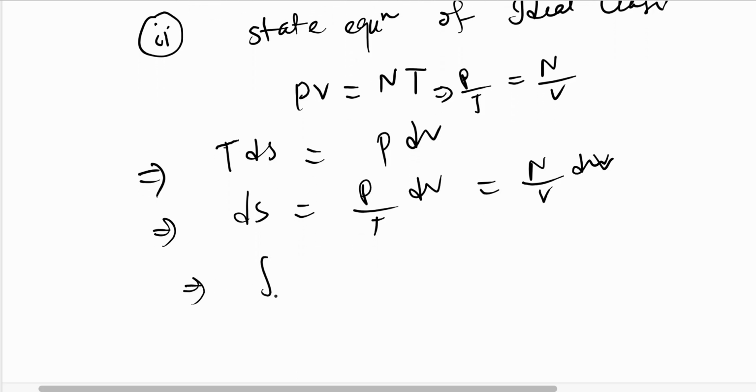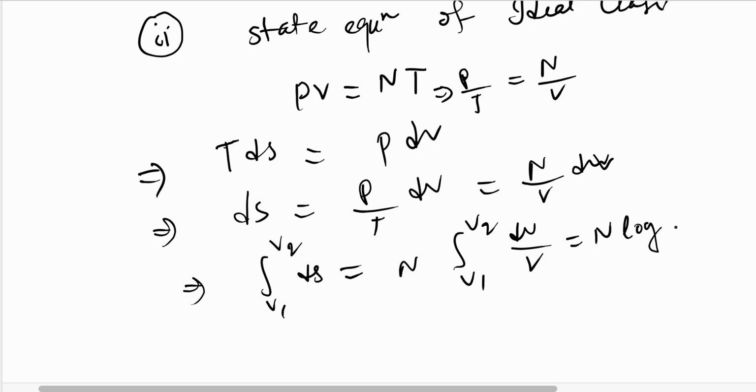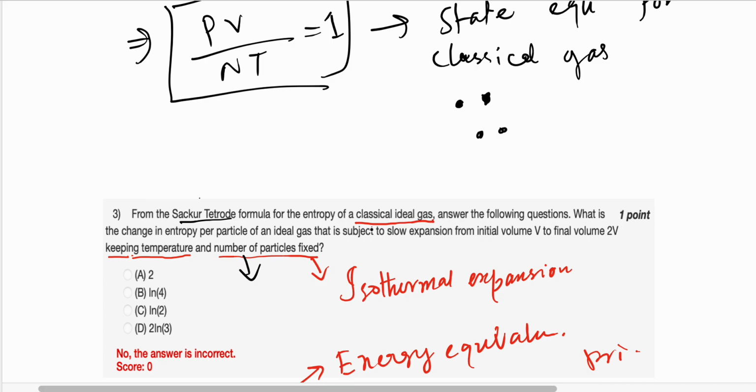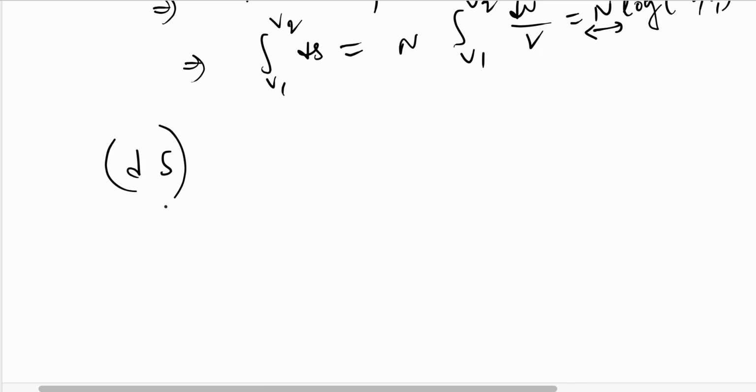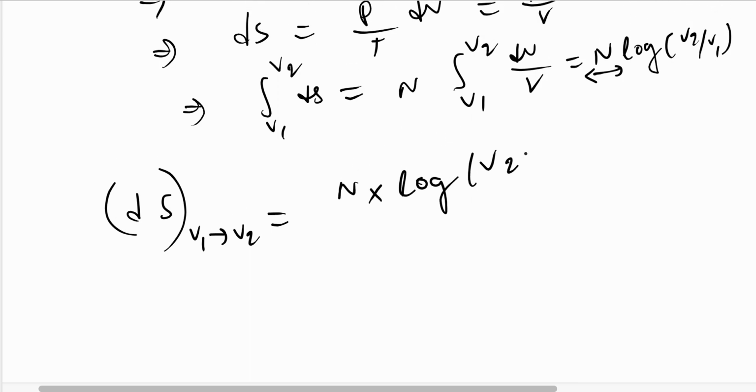What is the change in entropy? Going from volume V1 to V2, dS is equal to N integral from V1 to V2 of dV by V, which is N log of V2 by V1. So the change of entropy is actually the number of particles into log of V2 by V1.